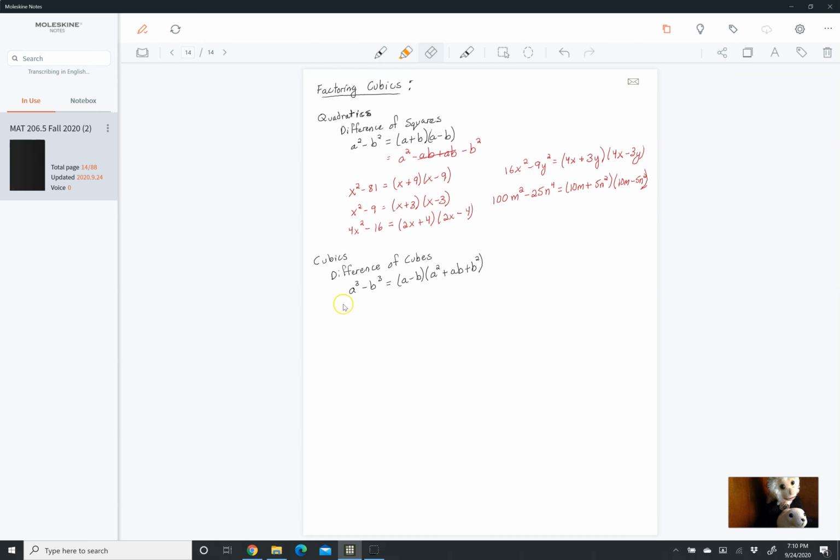And if we just take an example, again, this is not super important, so I don't want you to get too caught up in it. But let's say, for example, that we have 64 minus b cubed. So for those of you who don't know, 64 is a perfect cube. The cube root of 64 is 4.